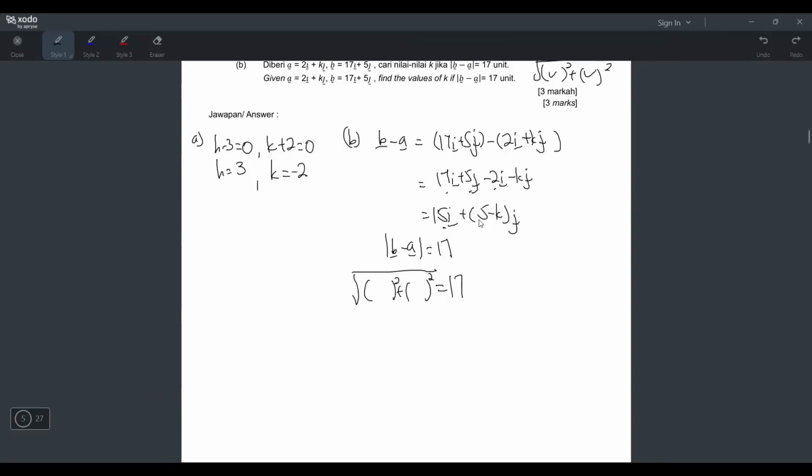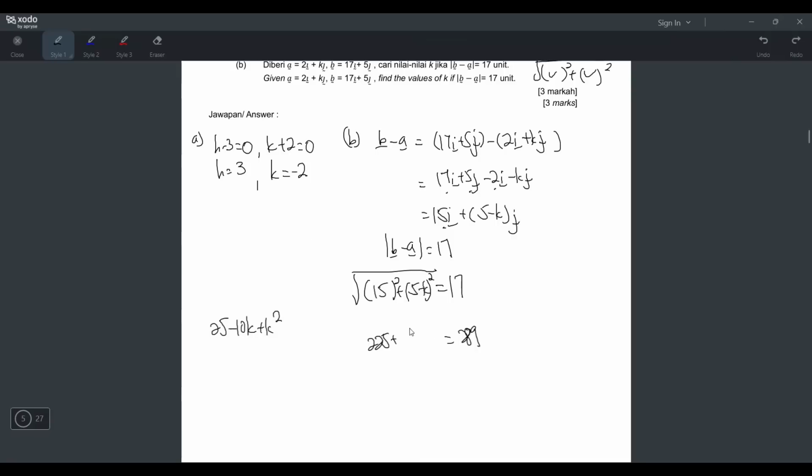All right, so b minus a in terms of ij is this one, so you can just put it in. Just take the number in front of i and j: 15, and the number in front of j is 5 minus k. The square root, I can throw over there, so it becomes 17 squared, and using a calculator you get 289. What's left here is 15 squared, which is 225. You can use your calculator. The (5 minus k) squared, if you expand, you will end up with 25 minus 10k plus k squared.